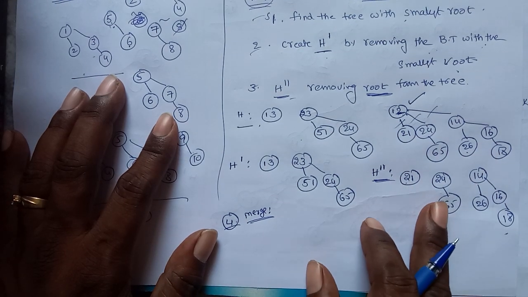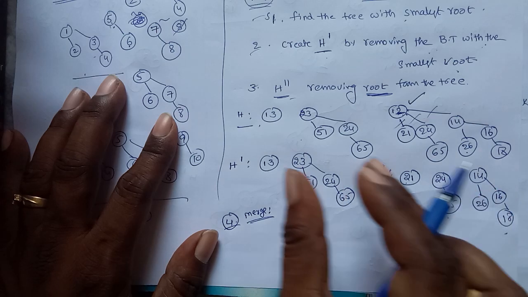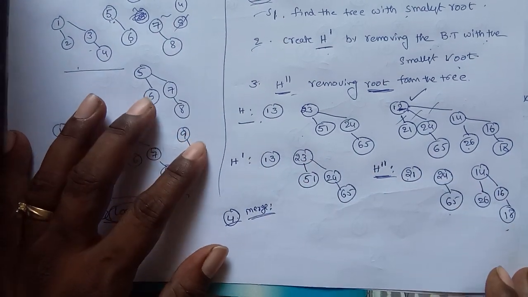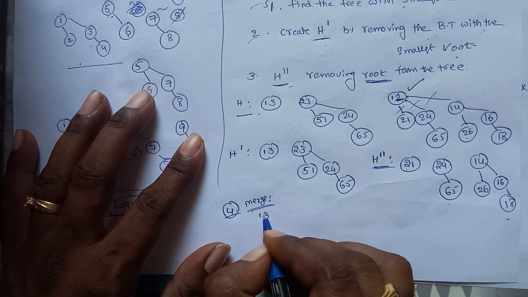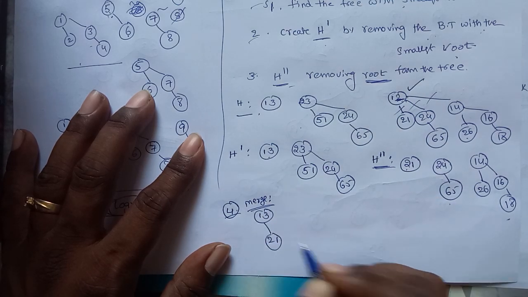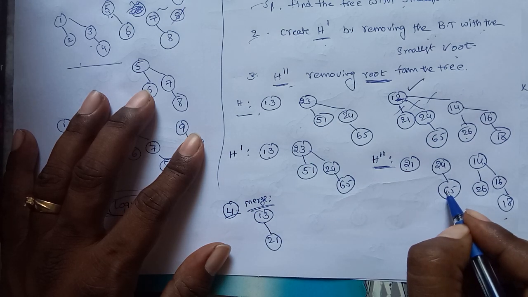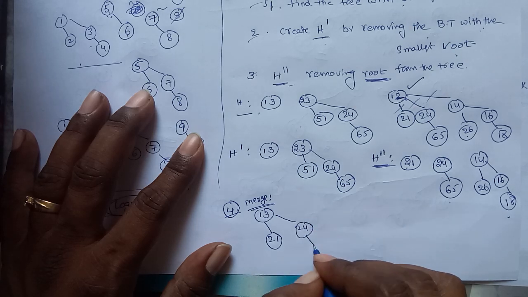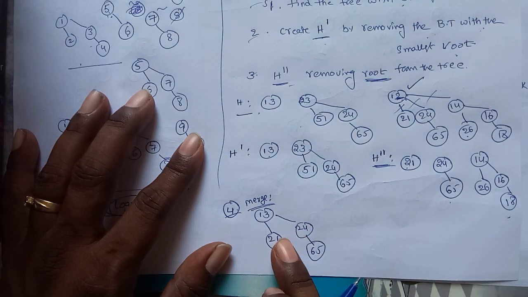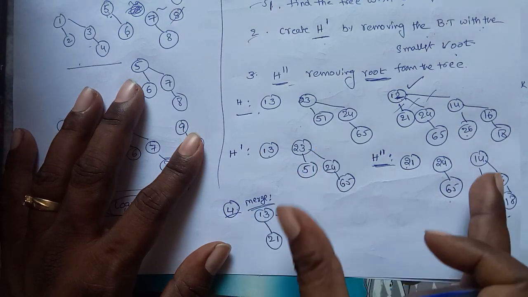We already know the merge operation. Suppose this is H1, this is H2. Perform merge operation. We have two B0s, 13 and 21. So it forms 13, 21. And we have one B1, another B1. It forms two B2s by merging 24, 65. This is one B2, this is another B2. So we have three B2s.